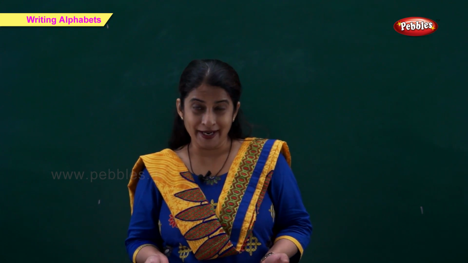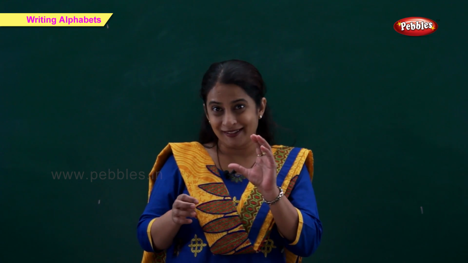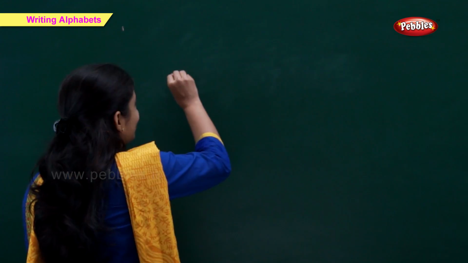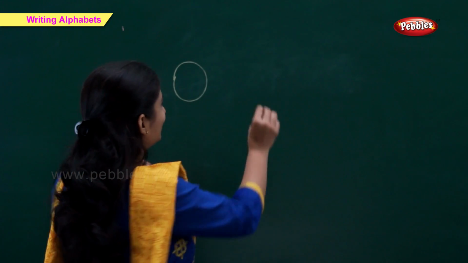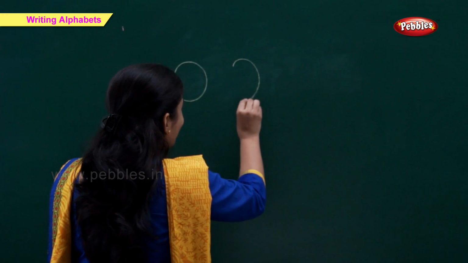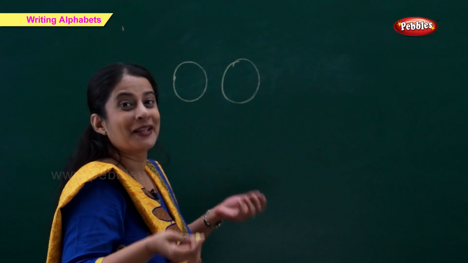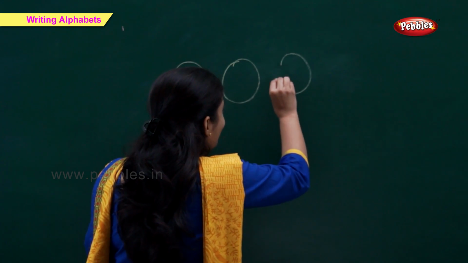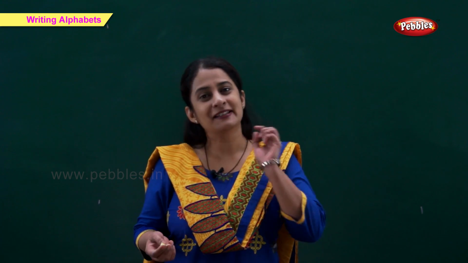Now we are going to write a very simple letter. It looks like a ball. Round and round goes O. Small o.